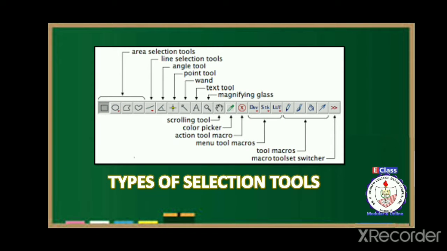So there are types of selection tools, and these are the area selection tools, the line selection tools, the angle tool, point tool, wand, text tool, magnifying glass, scrolling tool, color picker, action tool, macro, menu tool, macros, and macro tool set switchers.